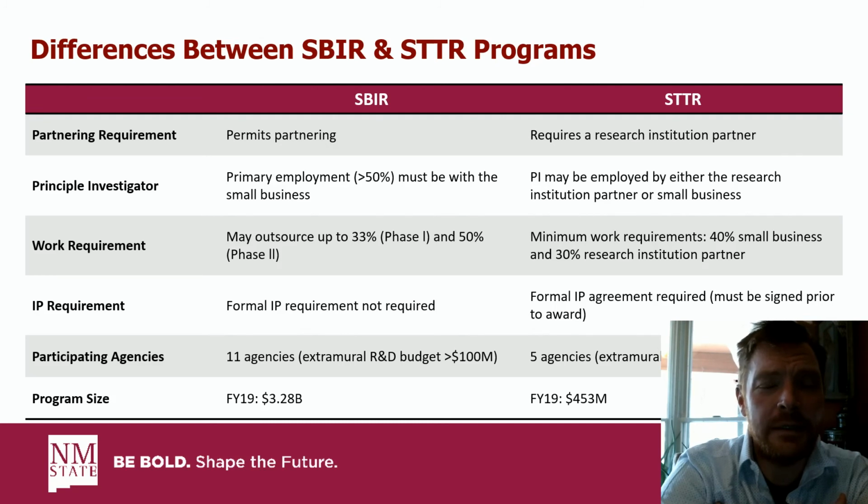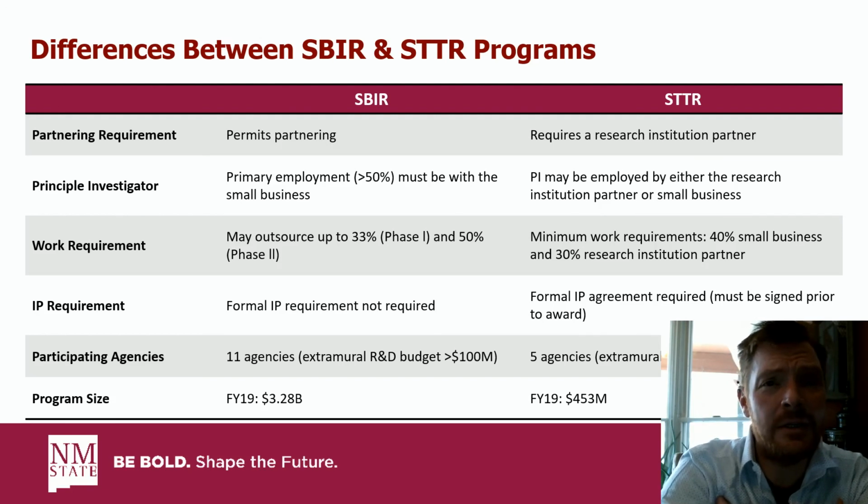The other big difference between the SBIR and STTR programs is who can be the PI, or principal investigator. So the PI is essentially like the project manager. They're the ones that have the most focus, the most expertise, and they're really responsible for driving the project forward. Under the SBIR program, the PI has to be employed by the small business for at least 51% of their time. So essentially 20.1 hours a week or more.